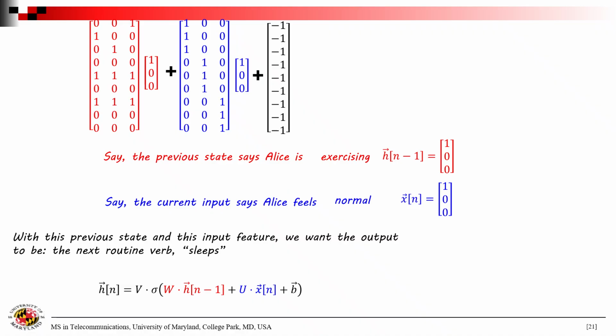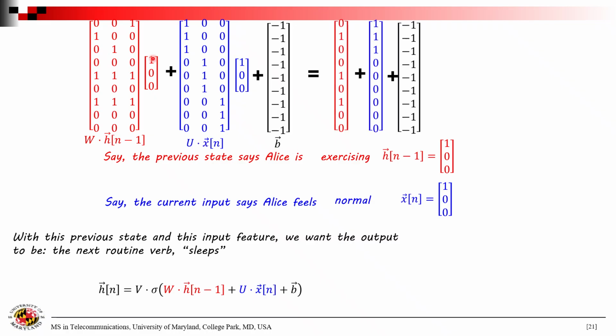So in this example that we had before, yesterday Alice was exercising, and today Alice woke up feeling normal. So we have the W, H of n minus 1, which is this red part right here. To that we add the driving force or the input feature pre-multiplied by U, and that's the blue part here. And we have the bias vector, which we define to be this. Let's go ahead and add these guys up.